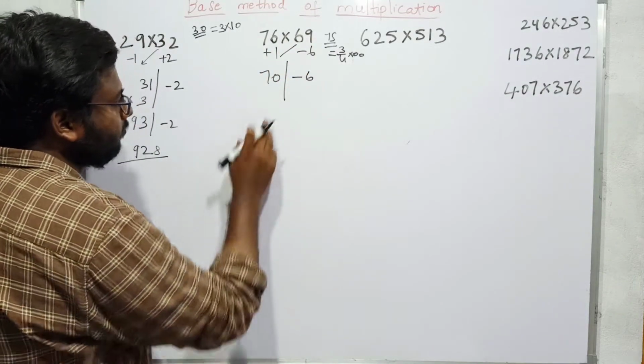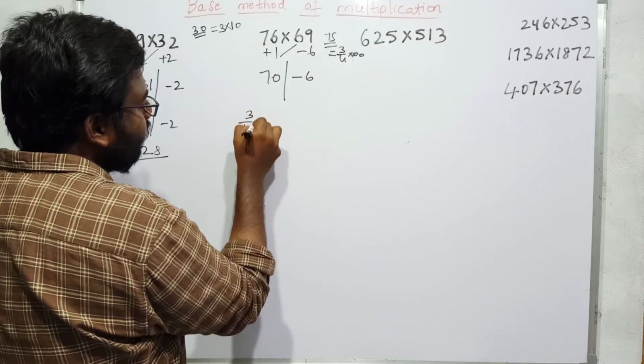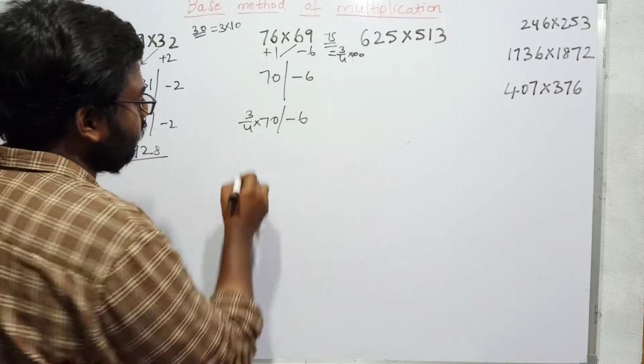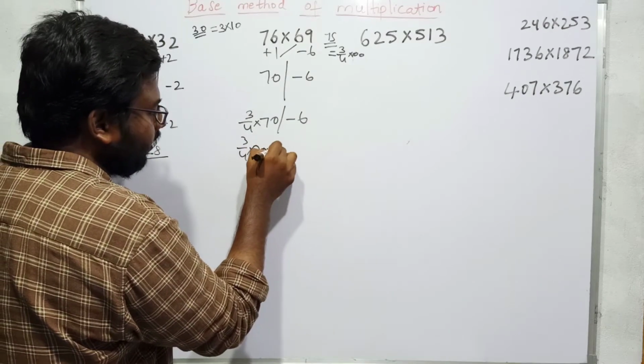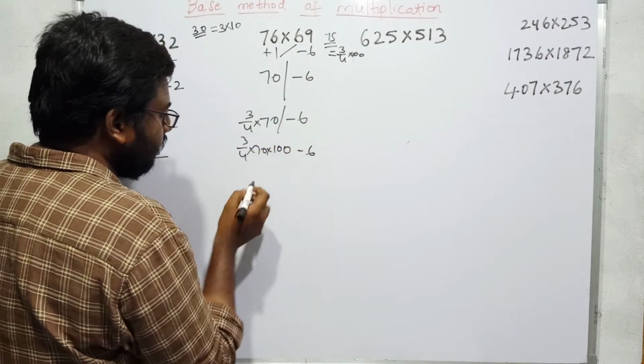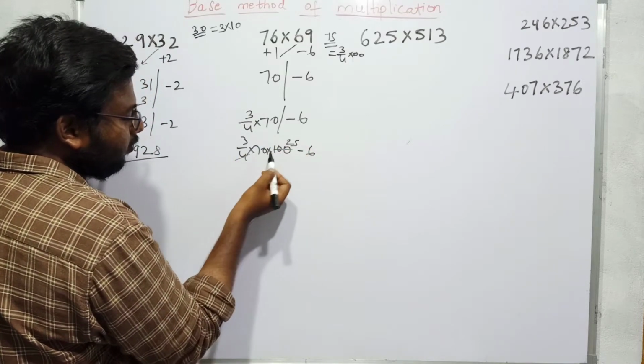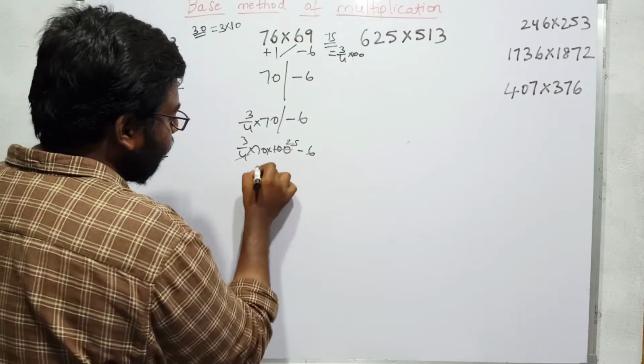I have to multiply this with 3 by 4, that means 3 by 4 into 70 slash -6, and I want to remove the slash, so 3 by 4 into 70 into 100 - 6. If I calculate this, 210 into 25, 21 into 25 is 525.